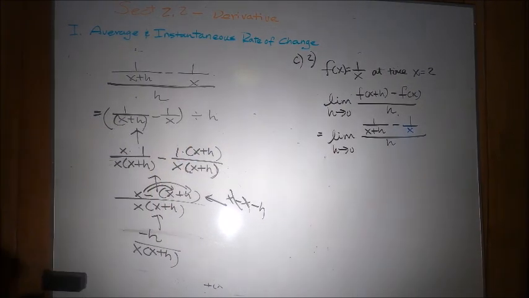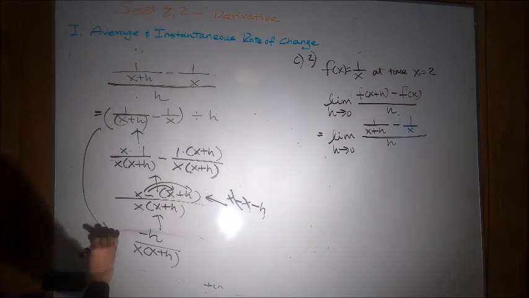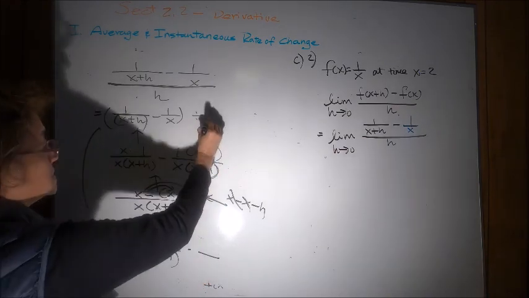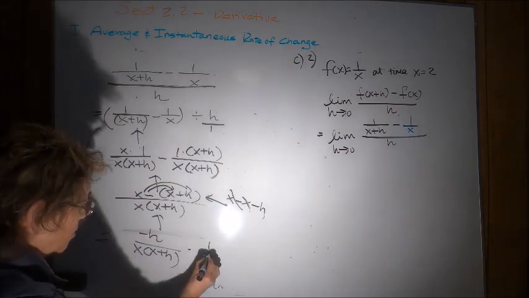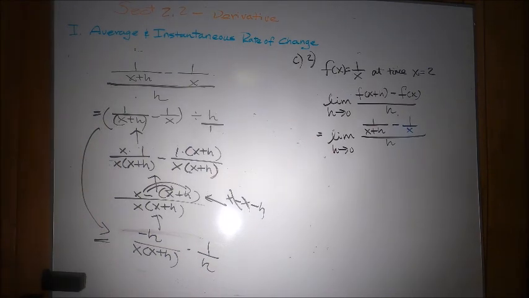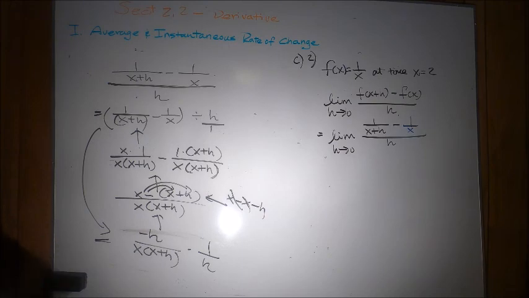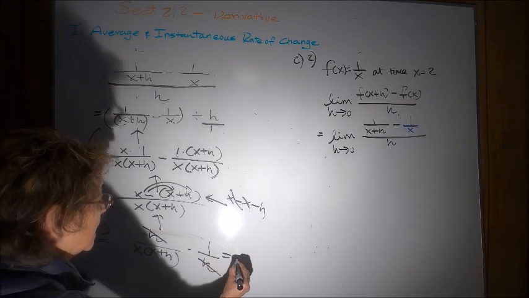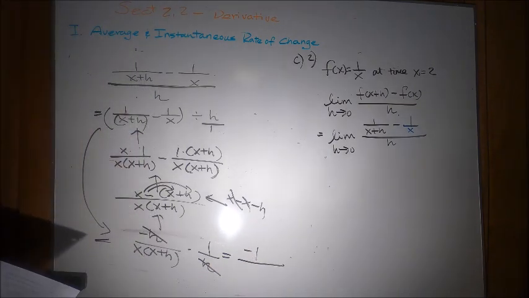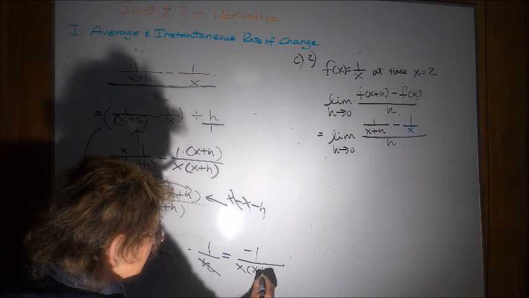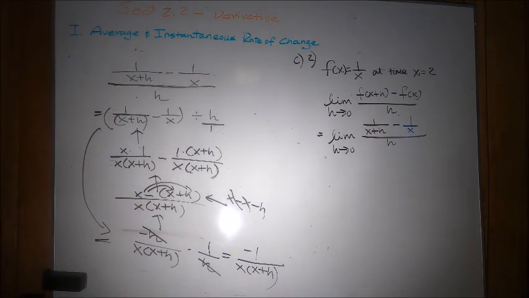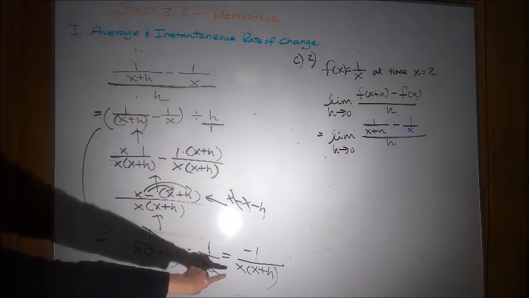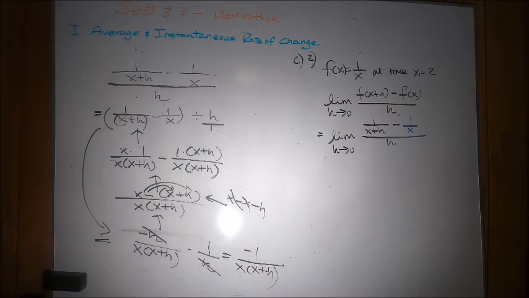Then divided by h. Then how do we do that? To divide, we multiply by its reciprocal. This is h over 1, which becomes 1 over h, right? Then we simplify it. Then what do we have? We will have a negative 1 on the top, and x and x plus h on the bottom. A complex fraction, then we simplify it to a single fraction.